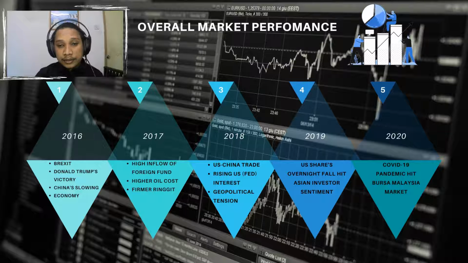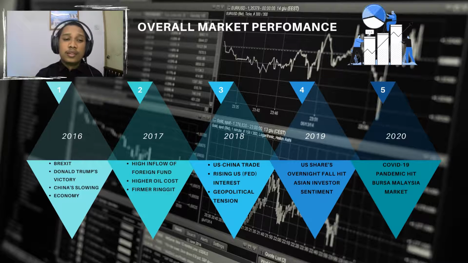This is due to the US and China signing a tentative trade agreement earlier in the year 2019. And the last one is the year 2020.